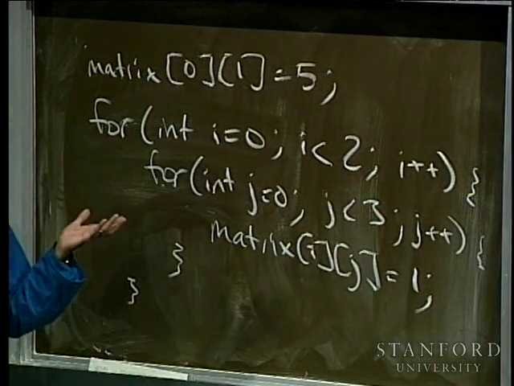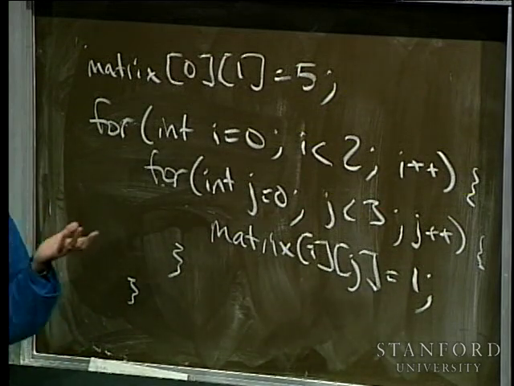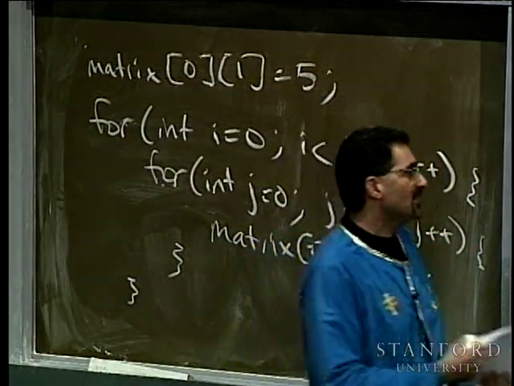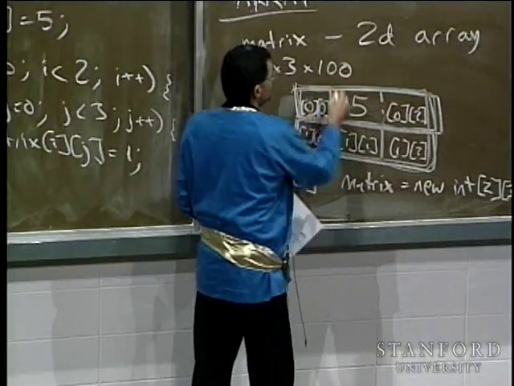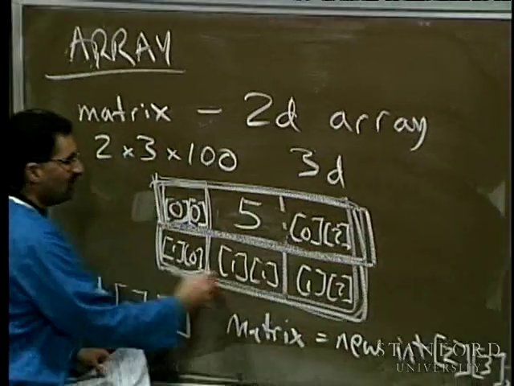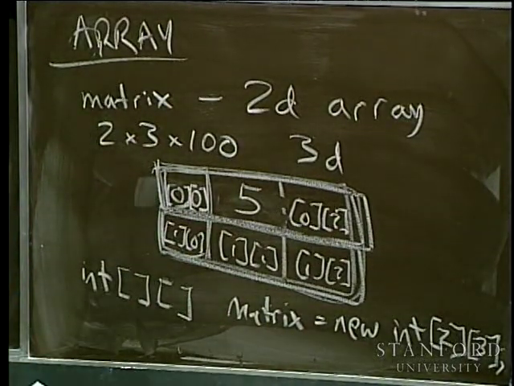You can have as many dimensions of arrays as you want, within reason, and within reason being how much memory your computer has. Because if you imagine, hey, I not only want a 2 by 3 matrix, I want a 2 by 3 by 100 matrix, so this becomes a 3-dimensional array. I basically have this grid repeated 100 times. Suddenly you're using up a whole bunch of memory, so you want to be careful doing that.